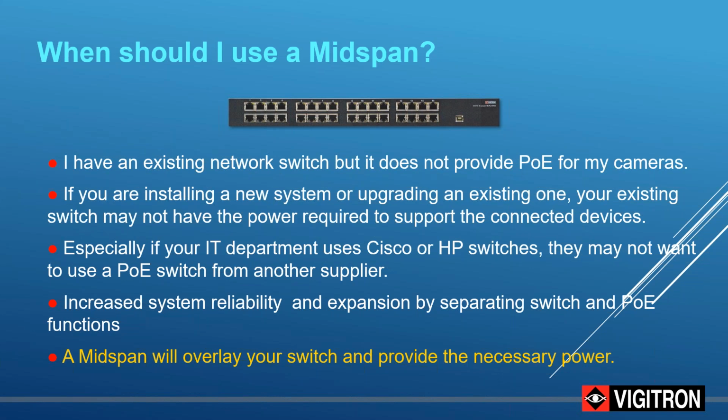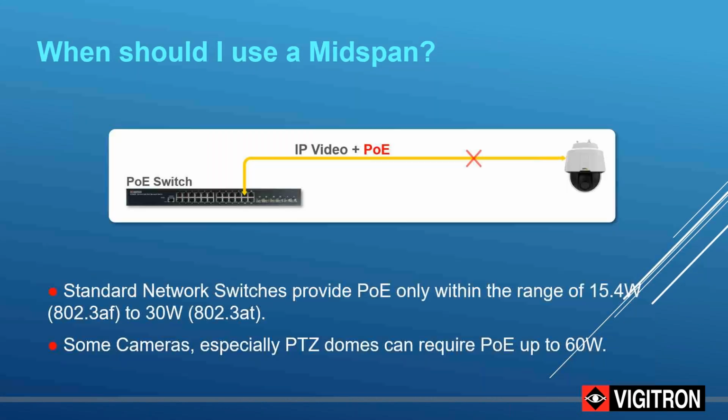Or in larger systems, we may want to increase system reliability by separating the PoE power from the network switch, and in this way have two managed devices. Standard network switches only provide power within the range of 15.4 watts to 30 watts. Here again, the midspan can provide power up to 60 watts.